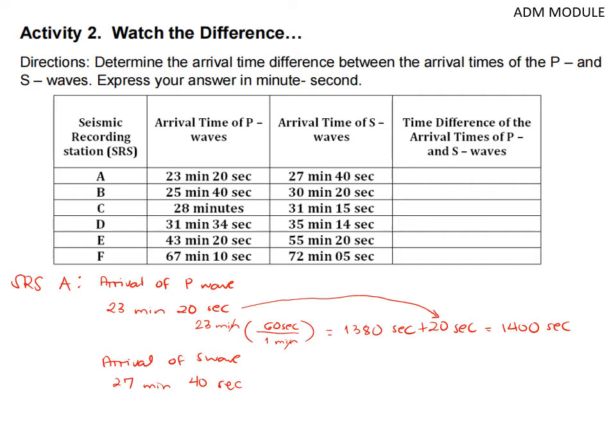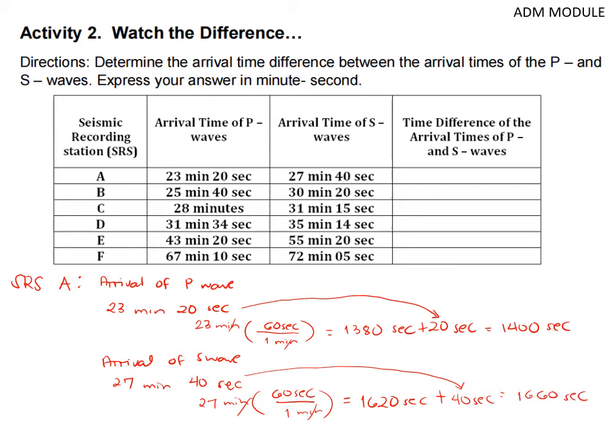For the arrival of the S wave, we'll just do the same: 27 minutes, then 60 seconds for every 1 minute cancel. So 60 times 27, you will get 1,620 seconds plus the 40 seconds here. So you will get 1,660 seconds.